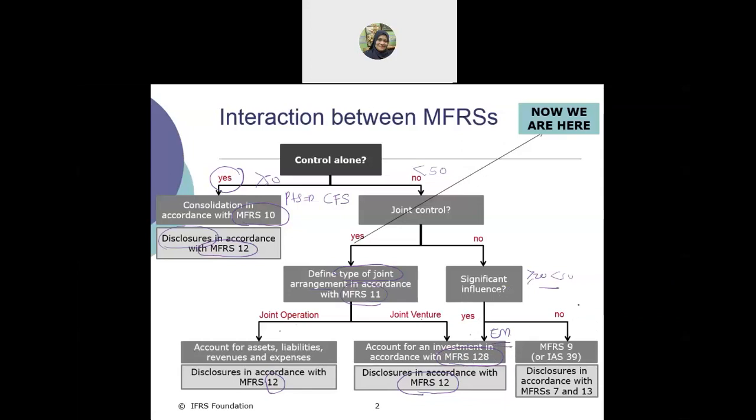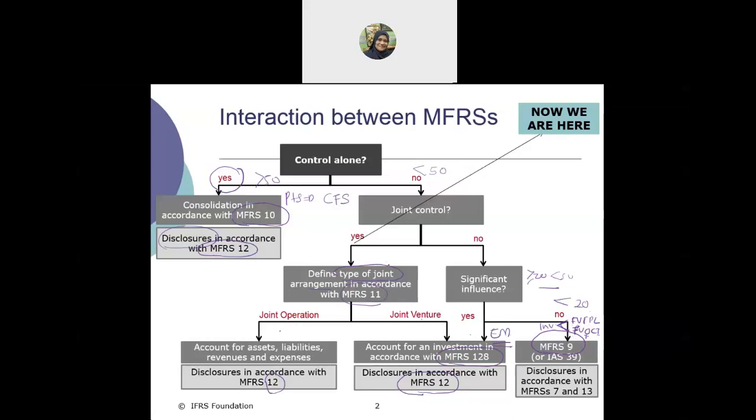If you do not have significant influence, for an investment which is less than 20%, we're going to account based on MFRS 9, which is for a normal investment, the one that you learned last semester. For investment, you have fair value through profit or loss, and fair value through other comprehensive income. So this is what we have for MFRS 9, also dealing with financial instruments. If there is no significant influence, it means that your share is less than 20%.